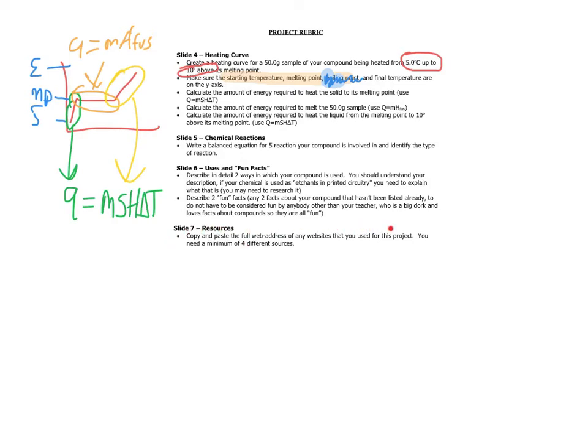Just copy and paste full web addresses. You may use your textbook as a resource as well. Remember, just put the name, the author, and the publisher. All that can be found at the beginning. I'm looking for a minimum of 4 sources. So you're not going to be able to just say textbook and Wikipedia. You need to go a little deeper. 4 sources isn't a whole lot. Copy and paste those pages on there. And that's it.